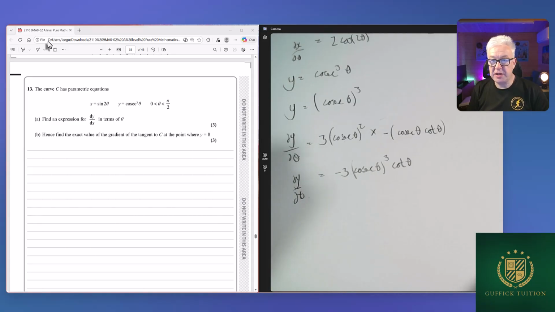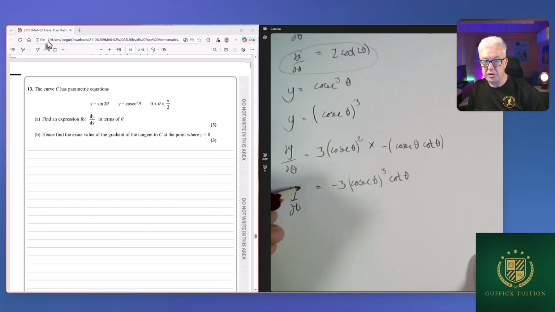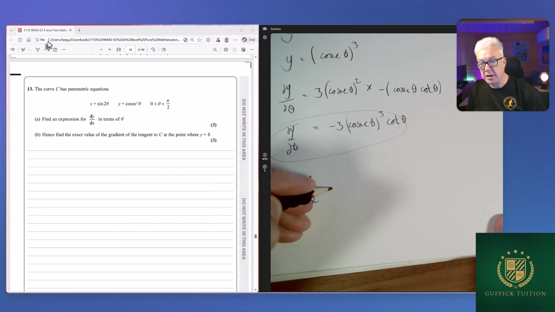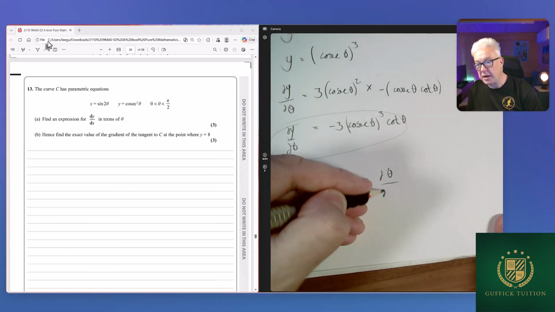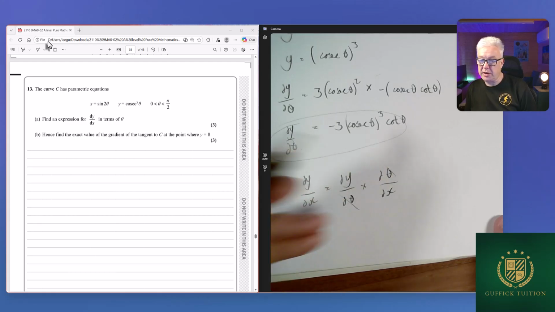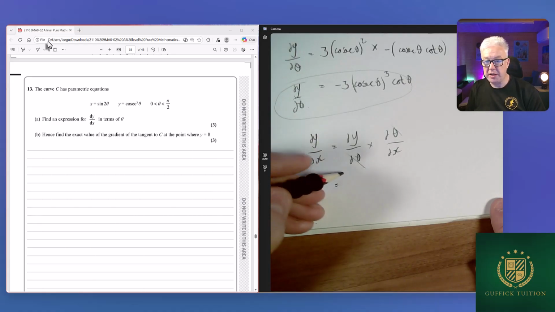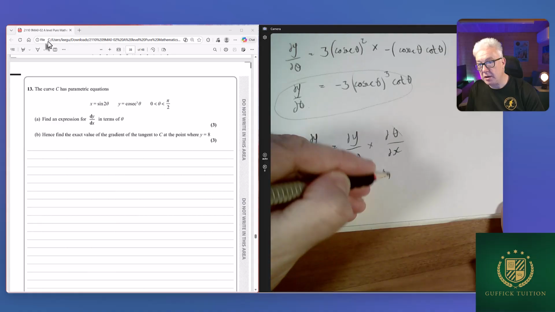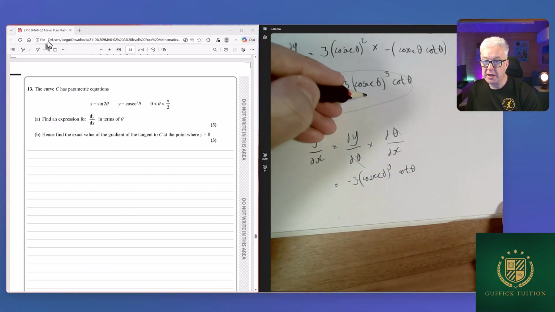So we've got to find an expression for dy by dx, so it's time to bring our two results together now by using the chain rule. And the chain rule is going to be here that dy by dx is going to equal dy by d theta times by d theta by dx, because we imagine that those two cancel out, which of course they don't really, but we just sort of think about it that way. So our dy by d theta is our minus 3 cosec theta all cubed cot theta.